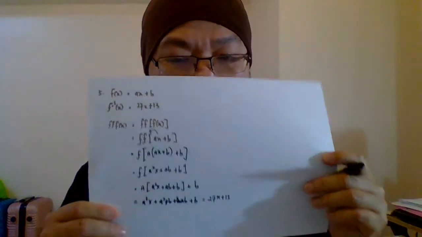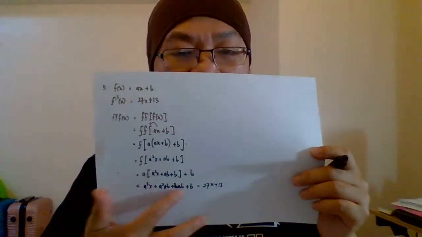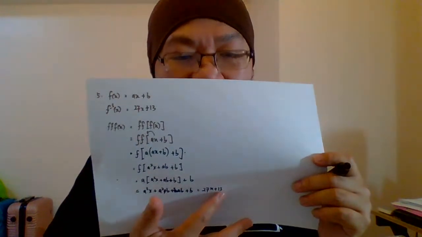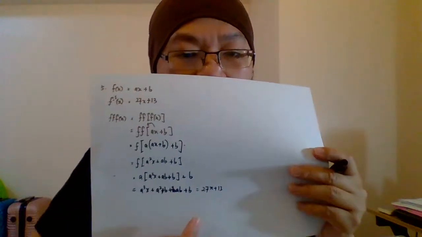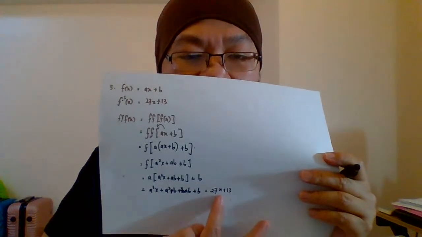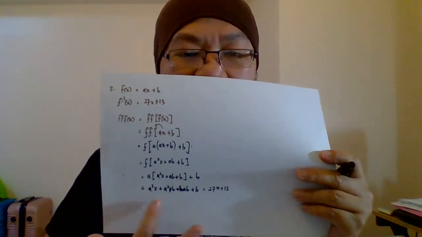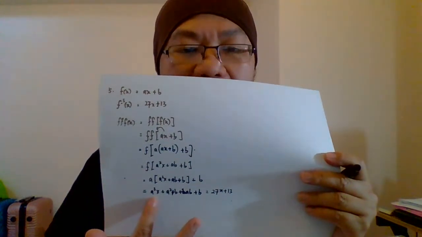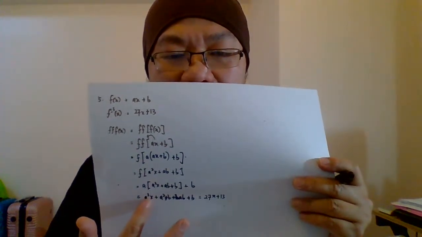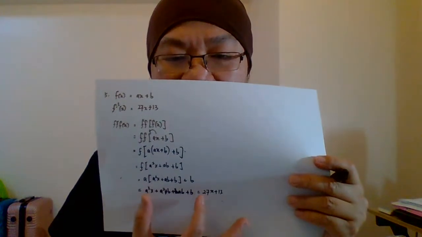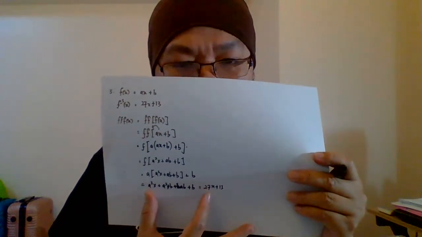27X plus 13. See? This whole thing equals 27X plus 13. Now, you want to find A and B, right? Look at here. This is 27X. From this equation, which one has X? This is the only one with X, A cube X. This is 27X. That means they both are equivalent.